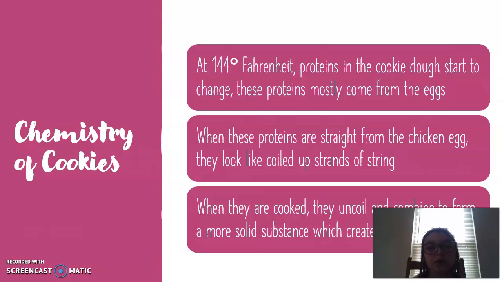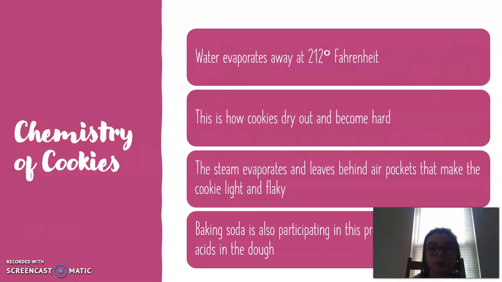At 144 degrees Fahrenheit, proteins in the cookie dough start to change. These proteins come mostly from the eggs. When these proteins are straight from the chicken egg, they look like coiled up strands of string. When they are cooked, they uncoil and combine to form a more solid substance, which creates soft cookie dough.